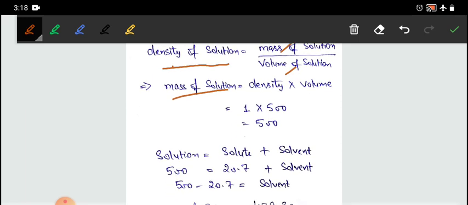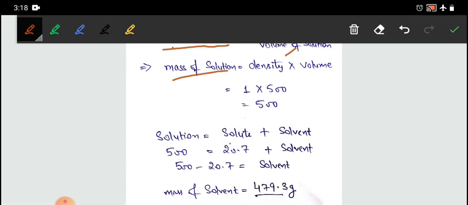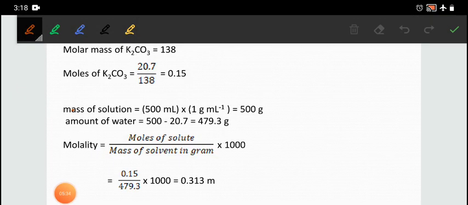After getting this value, I know solution is equal to solute plus solvent. Solute is given, solution we got it, and we can get the value of solvent, that is 479.3. Now move back to our question. Now we got the mass of the water, which is 479.3 gram.